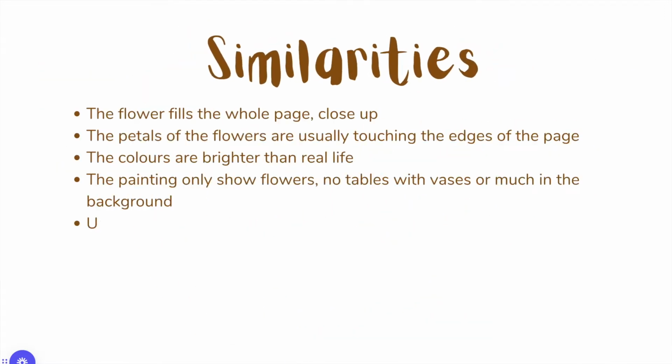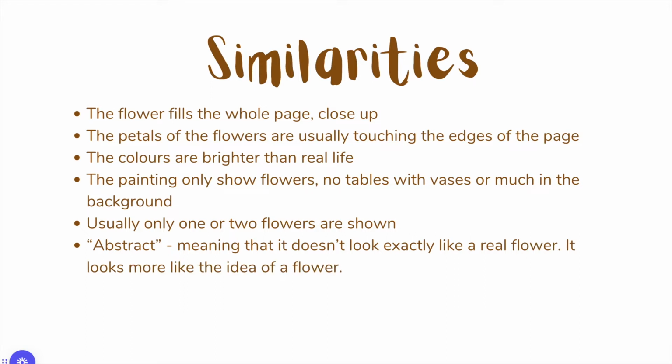So here are some common similarities that students usually say. Your similarities might be the same and they also might be different. So your answers might be varied. So the first similarity is that the flower fills up the whole page. The flower touches the edges of the page in most of the examples, I think in every single example. And so it's super close up and zoomed in on the flower, in the middle of the flower for the most part. The petals of the flower are usually touching the edges of the page, which I mentioned before.